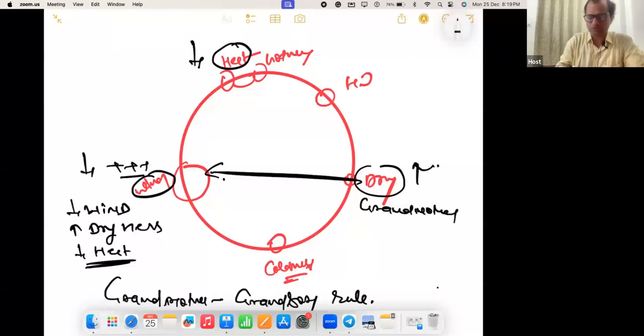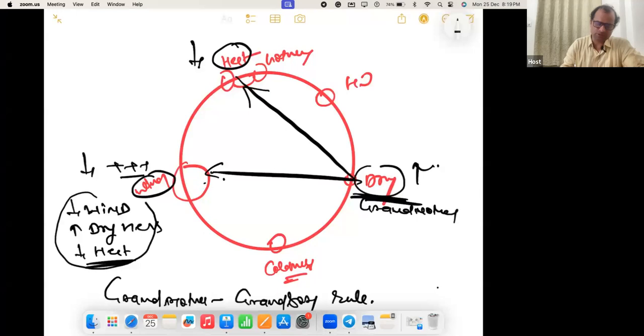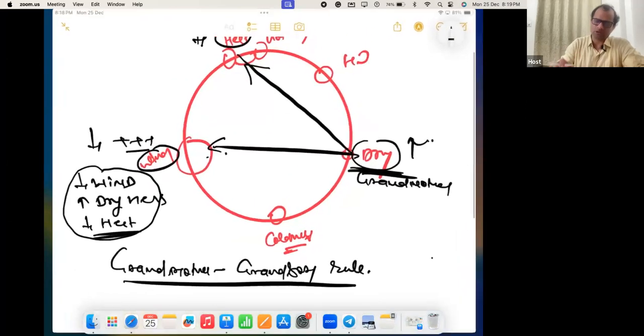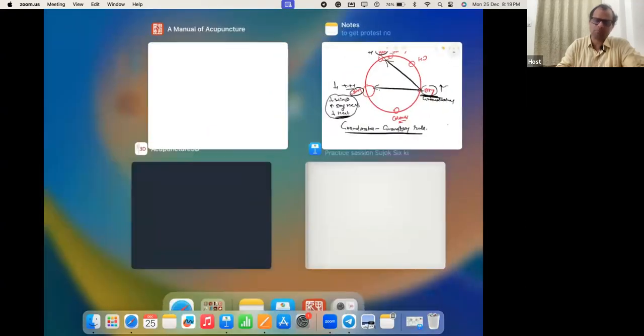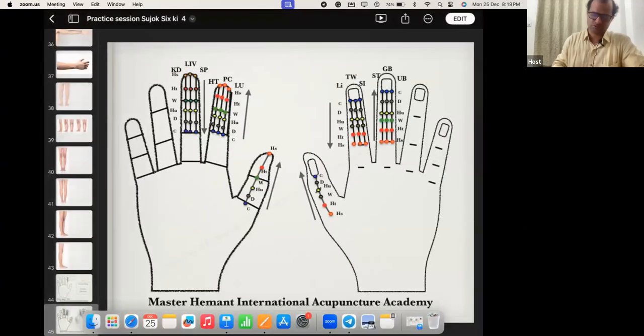Dryness is opposite of whether we talk about the wind or the heat. Dryness is opposite of both. So dryness in the opposite party, we can tonify, and wind and heat in the opposite party, we can sedate both. But our main action is wind. Remember, our main action is wind. So wind sedation, dryness tonification, heat sedation. So now we are doing treatment as per the grandmother rules.